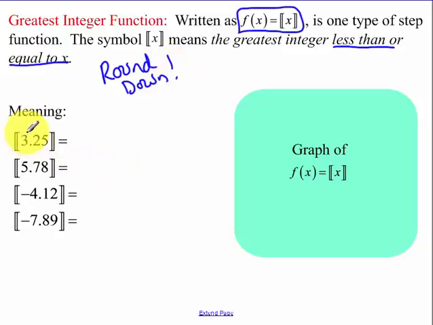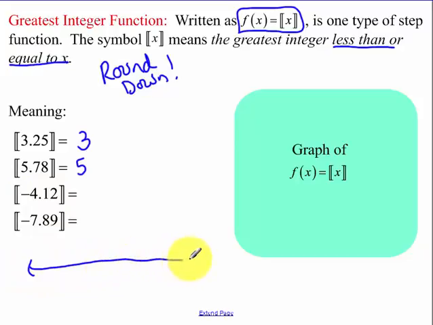Okay, so 3.25. What's the greatest integer less than or equal to 3.25? Well, that's 3. Greatest integer less than or equal to 5, that's 5. Or 5.78 would round down to 5. So even though normally we'd round that up to 6 if we were going to an integer, it's less than or equal to. Now, what's the greatest integer less than or equal to -4?